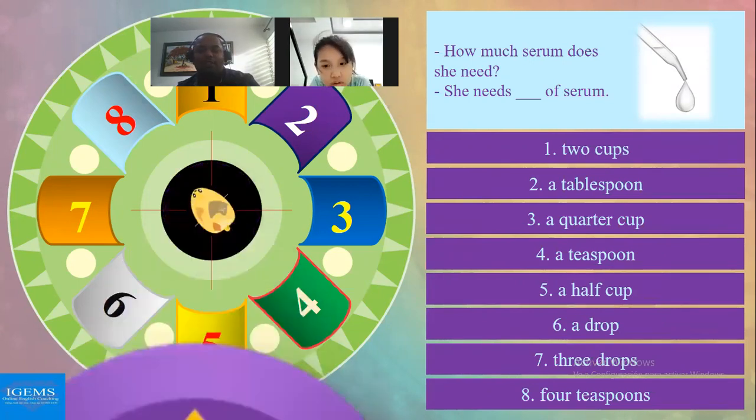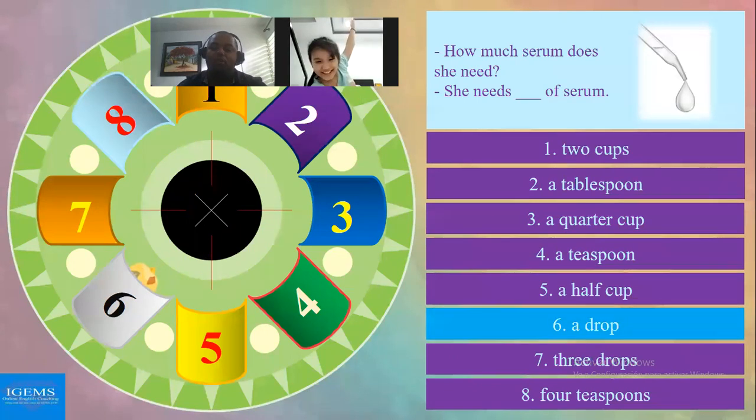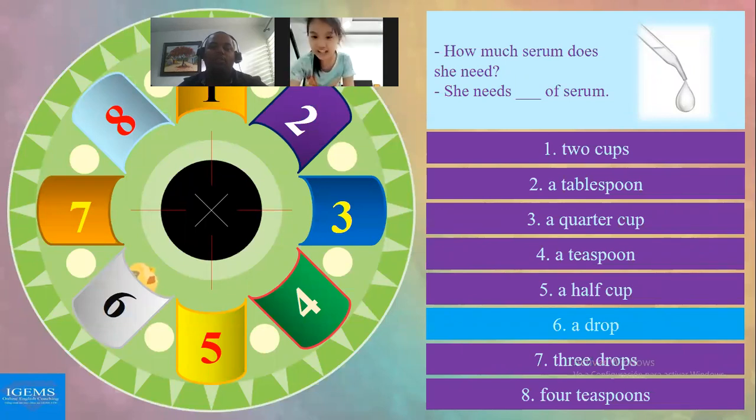Let's see. Let's see where the hamster goes. A drop, that's right. Let me share it to you. Okay. So let me share it to you. Look at there. I'm gonna share it to you so you can review this, all right?